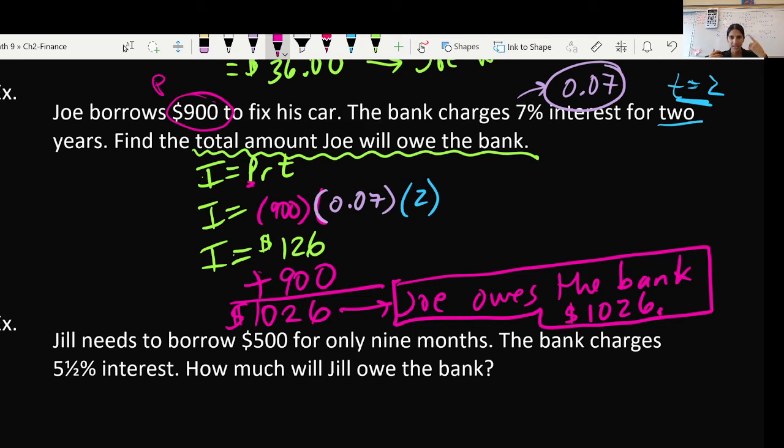So to make sense of this, he has to pay back the original amount that he borrowed, the $900, plus the $126, which bought him some time. That's the interest that he would pay on top of what he already borrowed. Just to put things into perspective, that's a pretty high interest rate. So it makes you realize the values that you're working with if you're borrowing money from a bank.